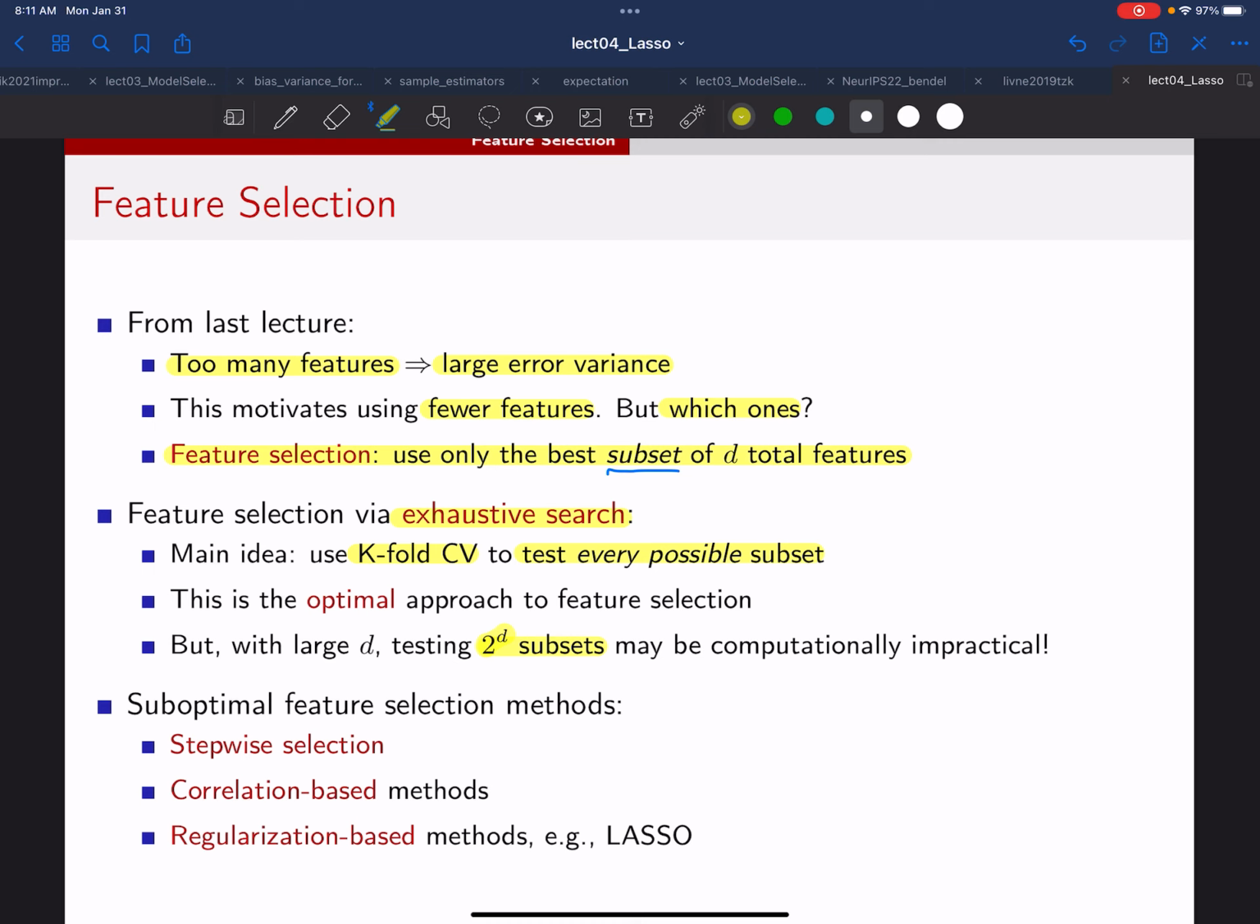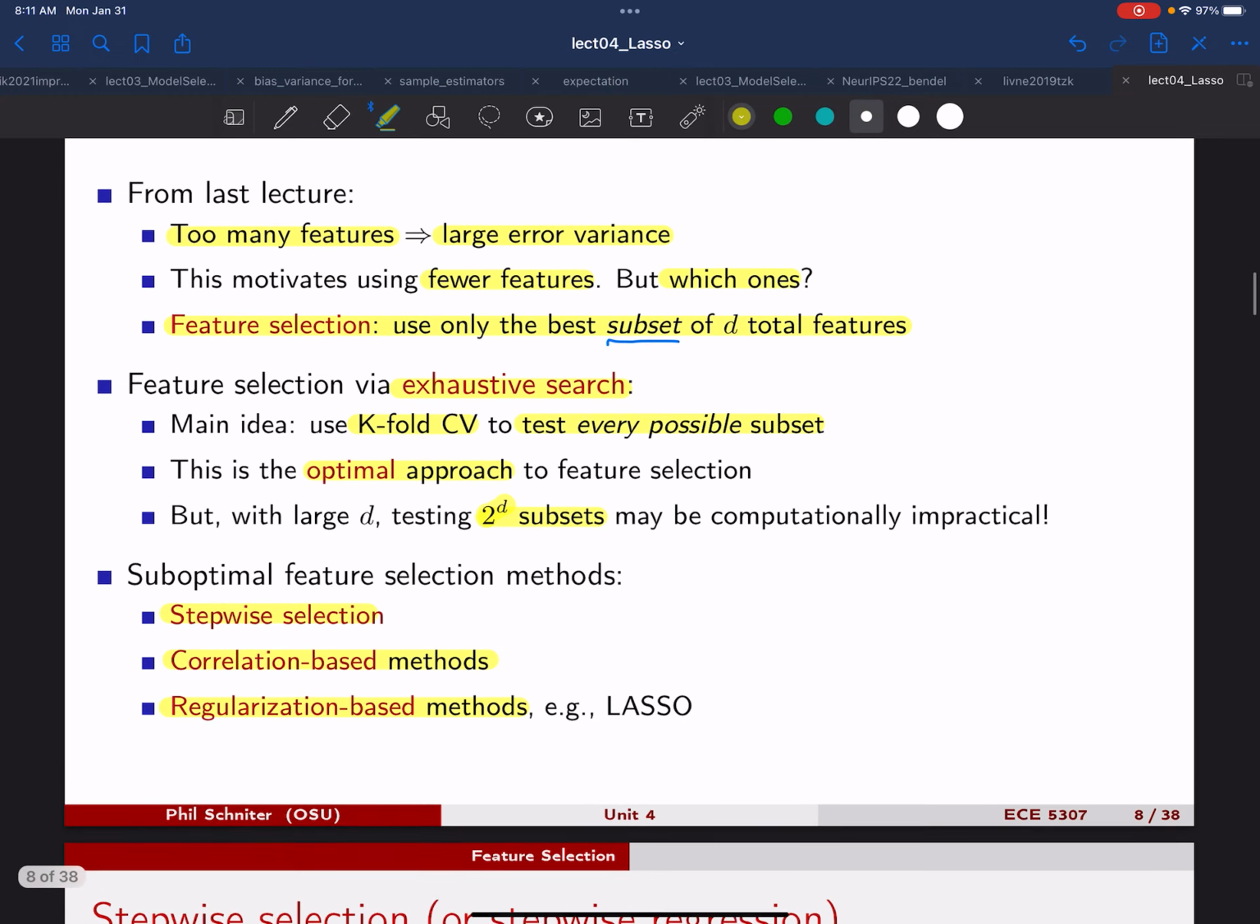Okay, so this exhaustive search, this is going to be the optimal approach. However, in practice, especially when D is large, you can't afford to do this. So for that reason, we're going to spend the rest of the unit discussing some other approaches to feature selection, such as stepwise selection, correlation-based methods, and regularization-based methods. And we'll spend most of our time on the last type, regularization-based methods.